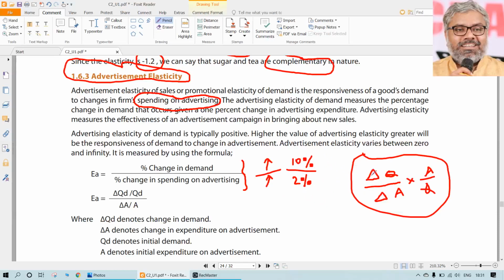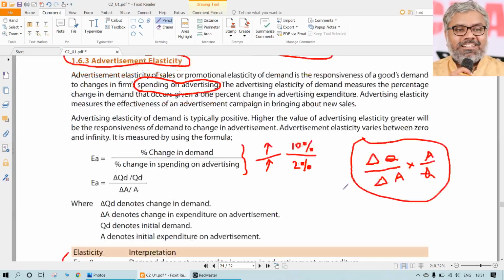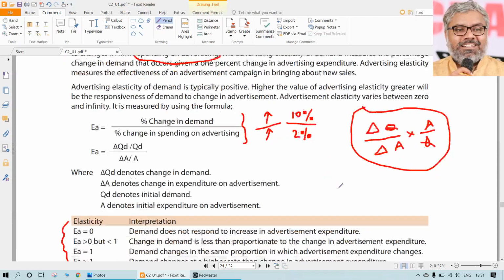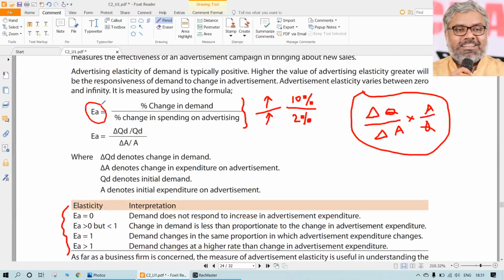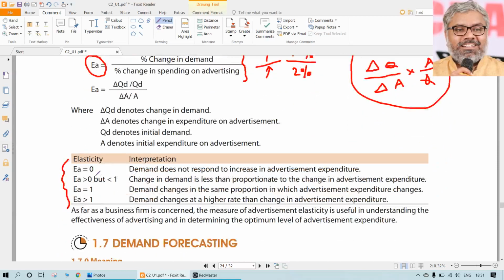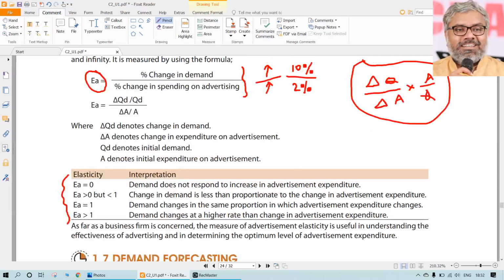We need to have the change in the demand divided by change in the advertisement expenditure, multiplied with original advertisement expenditure divided by original demand. That gives us advertisement elasticity of demand. And what it indicates is the same. Let us say if it is 0, it means the advertisement expenditure has no impact on the demand at all. Demand does not respond to advertisement expenditure. That's what 0 means. In other words, there is no impact of advertising on the demand of that product at all. Completely, the product is not having any relationship with advertisement expenditure.